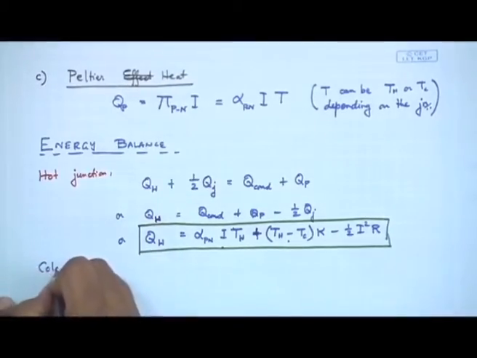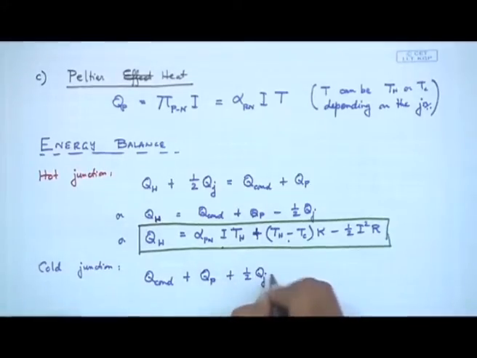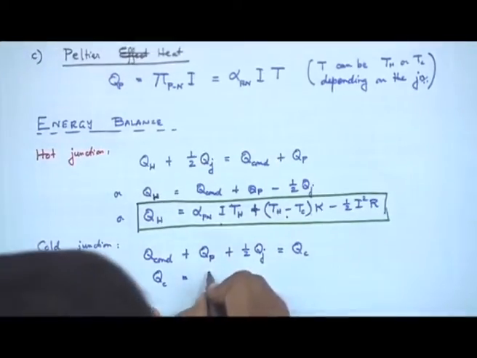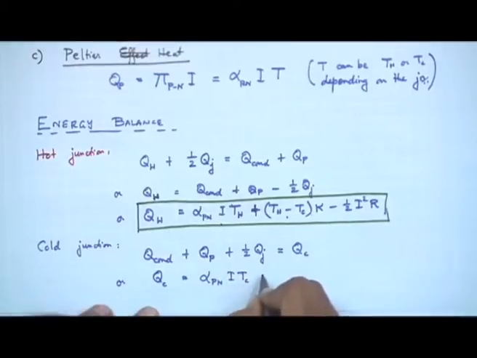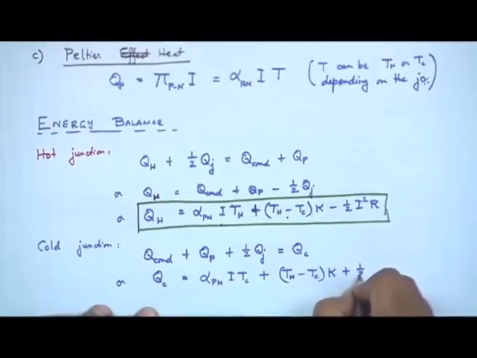The second one will be the cold junction. Similarly, in the cold junction, what is coming to it is Q cond. The heat that is conducted away from the hot junction is coming to the cold junction, so that is an input. Again, the Peltier heat has to come in because the heat has to be absorbed in order to maintain it at that temperature, plus half Qj as before, and what is going out is Qc. So, we can write Qc as alpha Pn I Tc plus Th minus Tc times K plus half I squared R. If we do the mathematics, we will get this.